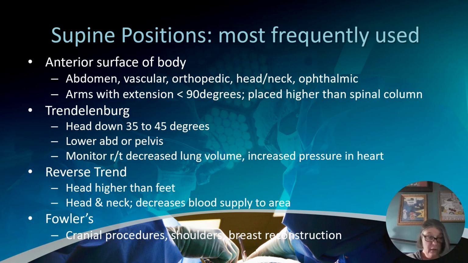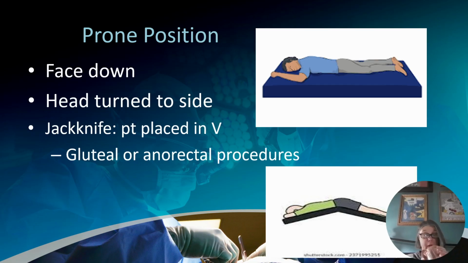This slide here, slide 30, goes over supine positions. Supine positions are most frequently used. It's nice because you can get to the anterior surface of the body. So like abdomen, vascular, orthopedic, head, neck, and ophthalmic. So this would be your Trendelenburg. That's where the head is down 35 to 45 degrees. Reverse Trendelenburg, which is head higher than the feet. And then, of course, Fowler's position.